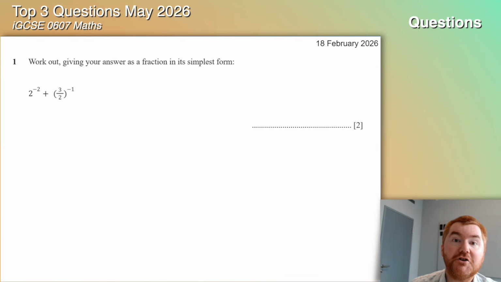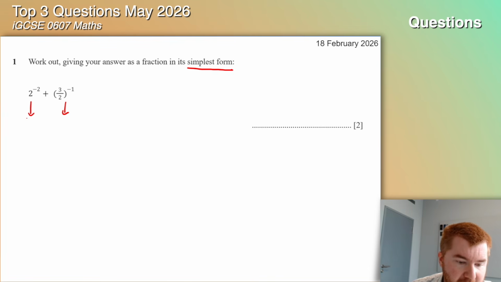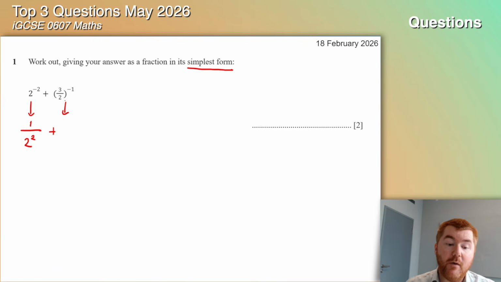Right, let's go through my question 1 here. Work out, giving your answer as a fraction in its simplest form. You see this a lot on paper 2. So the first thing we need to do is change each of these into fractions that we can work with. Now remember, 2 to the power of minus 2 is the same as 1 over the positive version. And remember, if you've got a fraction with a negative power, then we can just flip it around. So we get 2/3 to the power of positive 1.